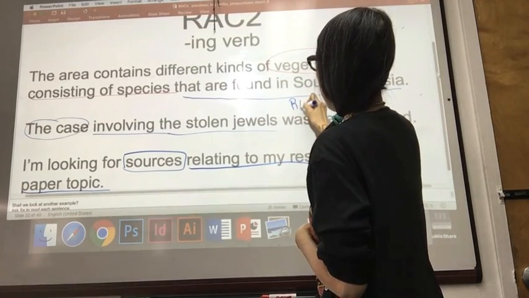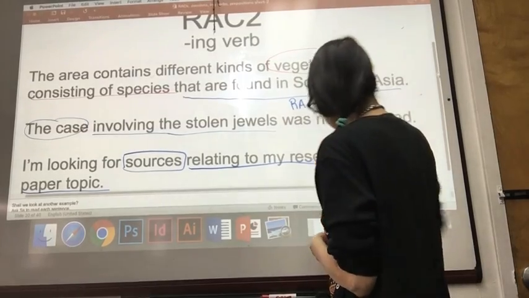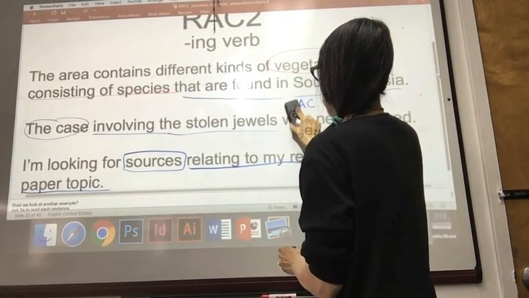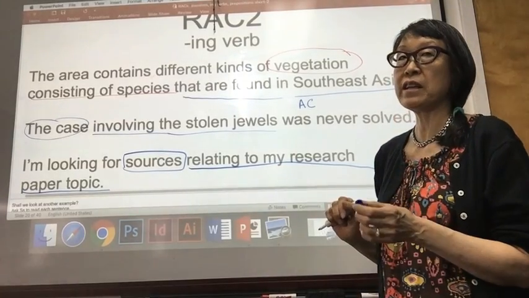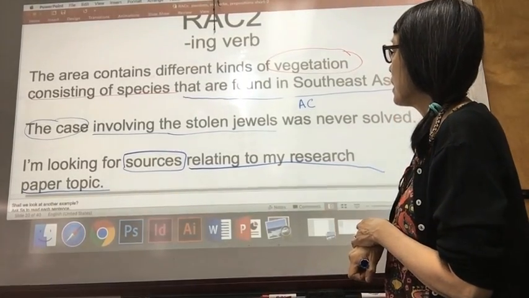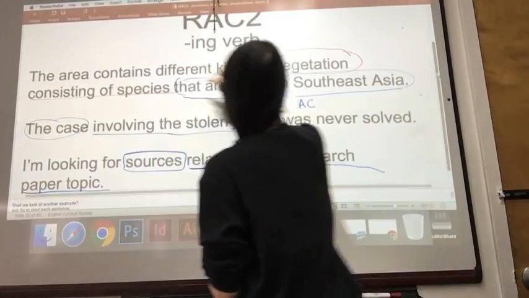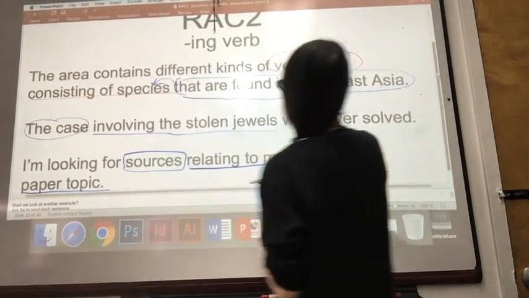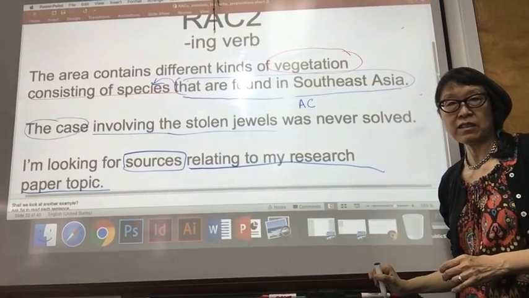Well, let's think about that. Actually, it's not reduced yet. It's an adjective clause, right? Okay, and Kai, what did you say? It describes species. Okay, so this adjective clause here actually describes species. Now, what kind of adjective clause is it?